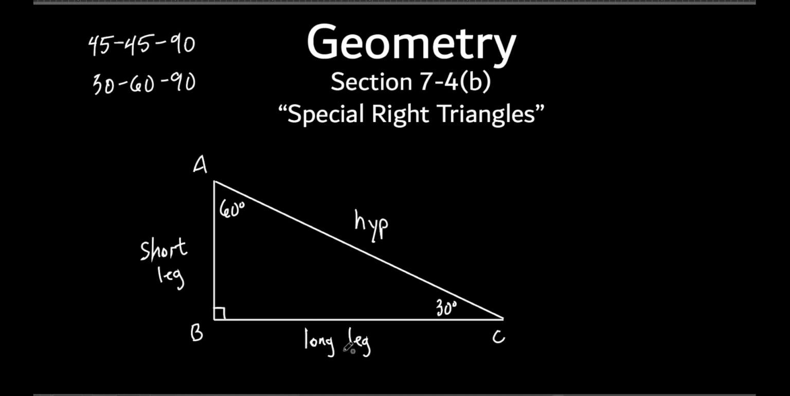Does that mean this is the longest side? No. The hypotenuse is always the longest side on a right triangle. But this is the longer of the two legs. We got it? Okay, you got to know that. All right, before we do what we're going to do.